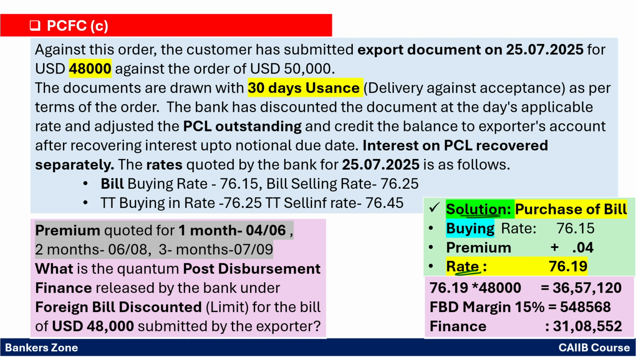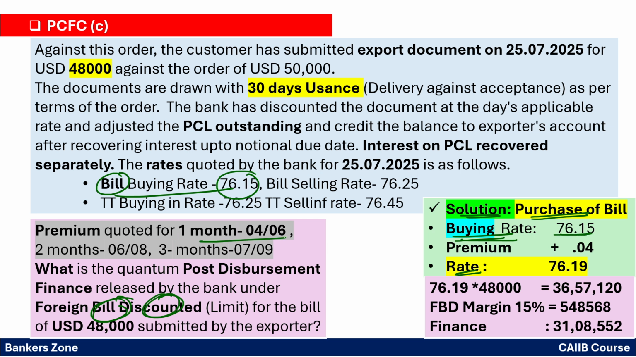So see, it is the bill discounting we have to do. When a foreign bill is discounted, negotiated, or purchased, it is all the same. So it is the case of bill purchase. What is the buying rate? Simply, the bill buying rate we have to use is 76.15. Why? Because documentation is involved, and by name itself it is a bill. That's why we have taken the bill buying rate.